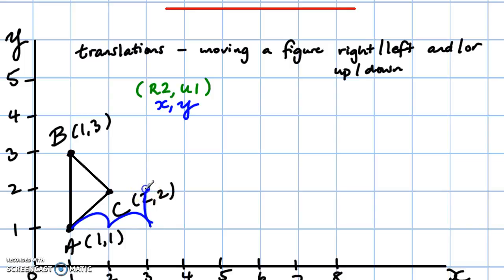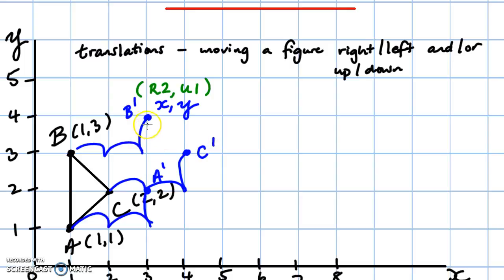Now this gets a little bit messy, so I'm just going to say this is the new A. Now, we can't just call it A because it's the translated image. We call it A prime. We put a little 1 on top. It looks like it's an exponent 1, and we refer to it as A prime. Same thing with B. We want to apply the same translation rule. We move it to the right by 2 and up 1, and that is the location of B prime. Okay, C is here. We want to apply R2, U1, and this is C prime. Okay, because it's the image.